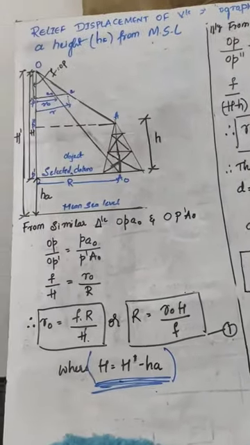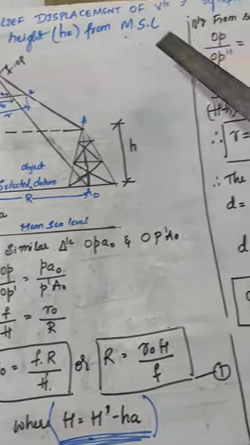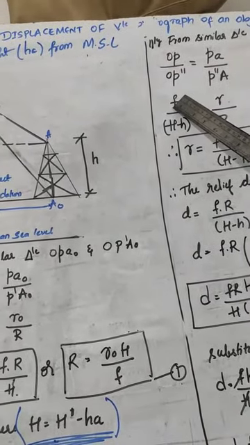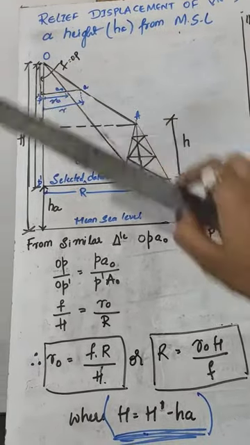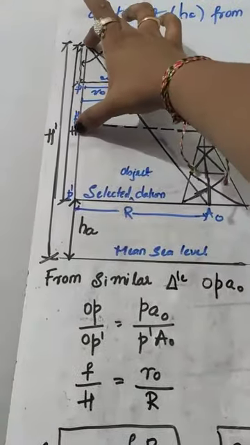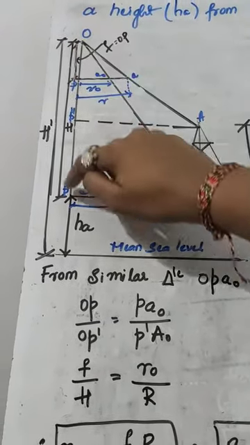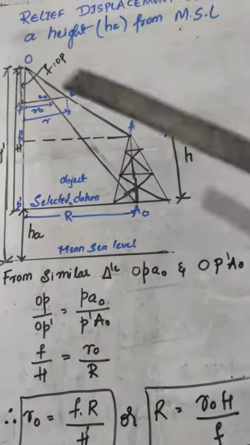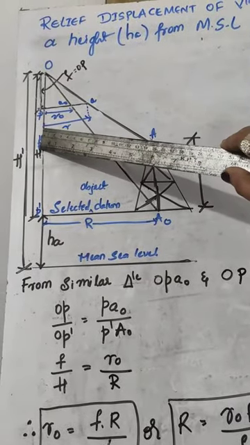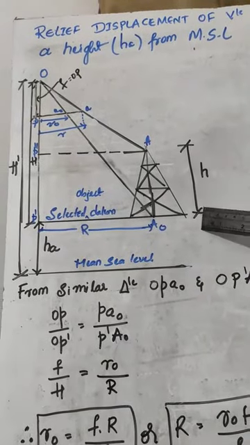From the diagram you can see that OP is nothing but the focal length, correct? So here we substitute OP as F, and OP'' means this OP''. How will we get this OP'' height? If you want this height, from this capital H we should deduct this elevation. Then only we can get OP''. So OP'' is nothing but capital H minus this h.